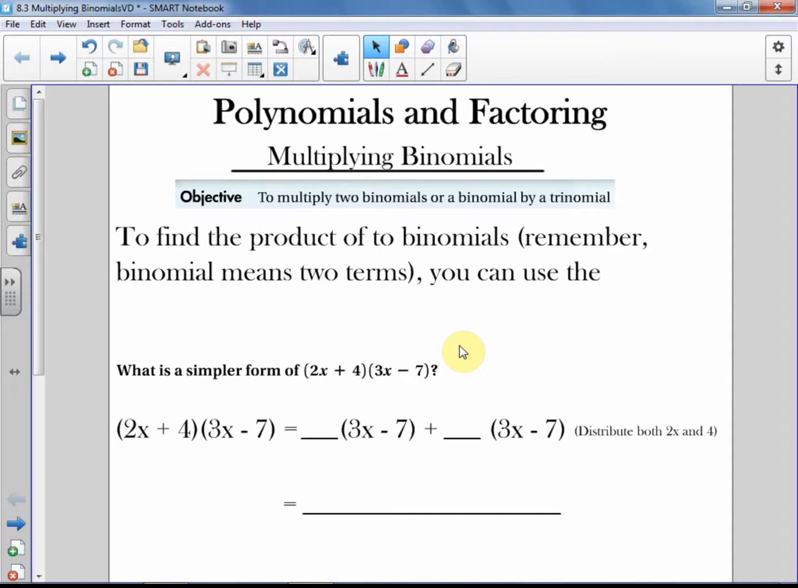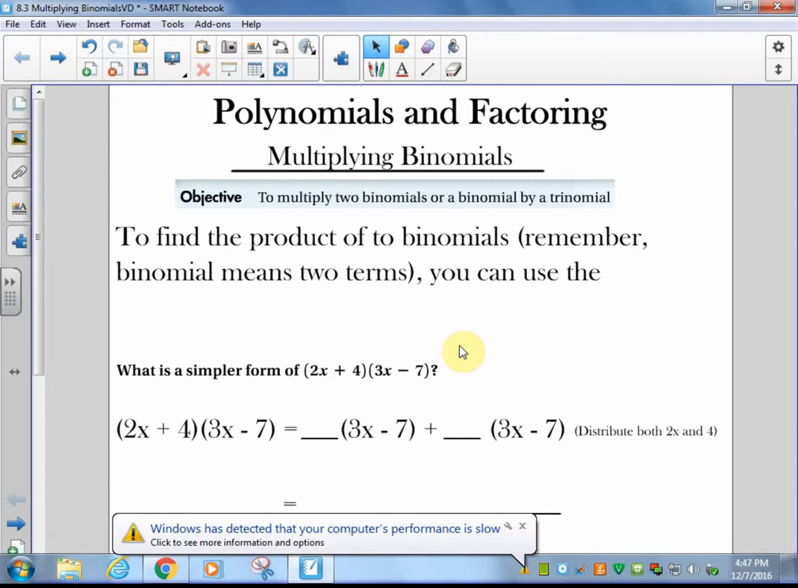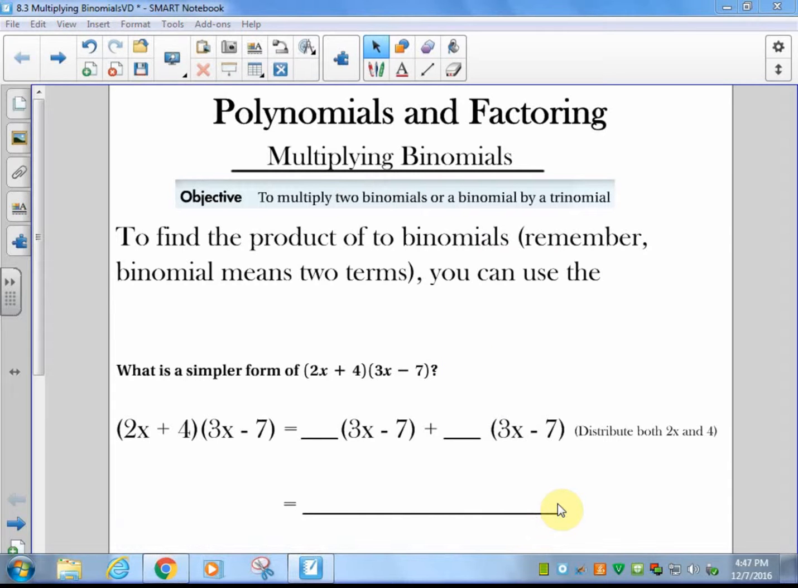We are talking about multiplying binomials. We're going to multiply them by another binomial as well as a trinomial. So our objective for this section is to multiply two binomials and to multiply a binomial by a trinomial.